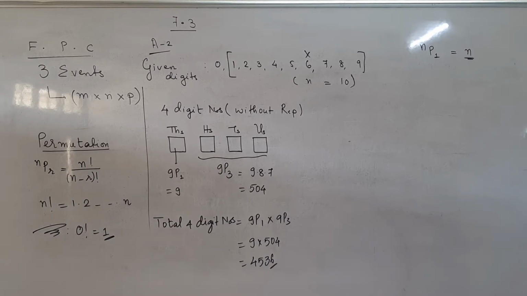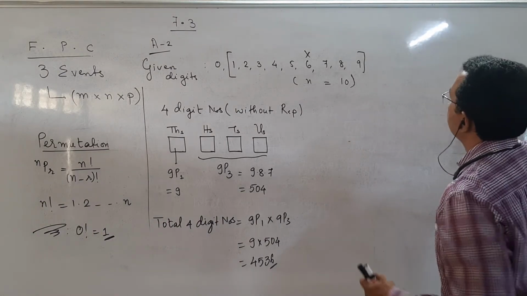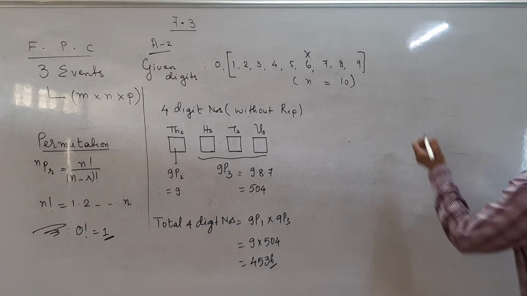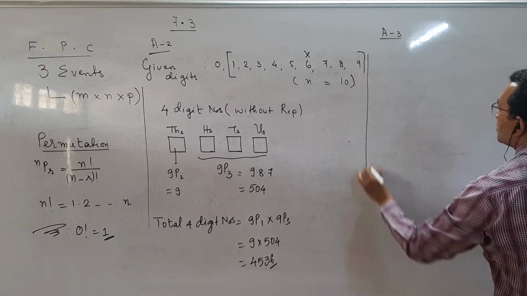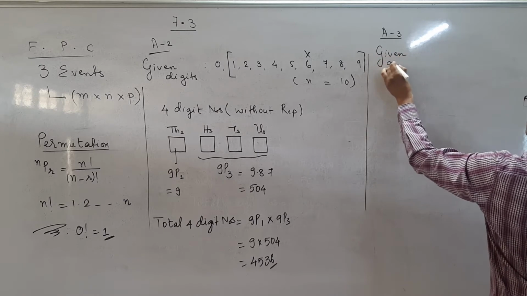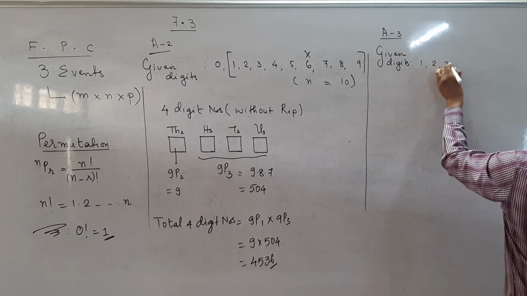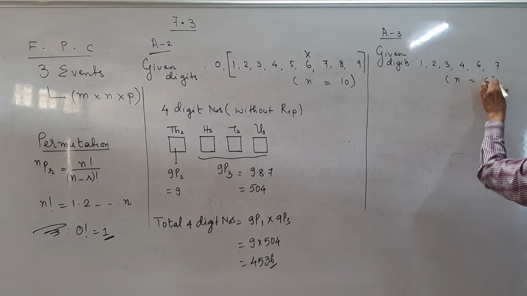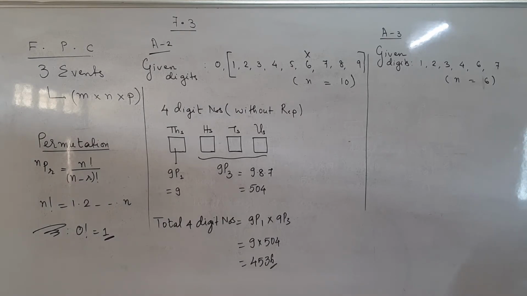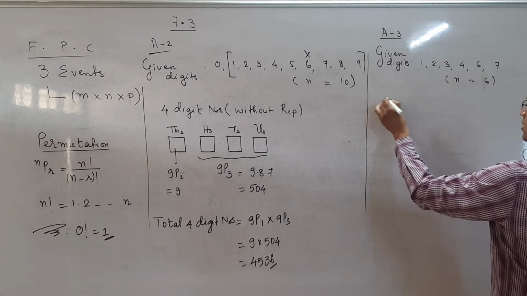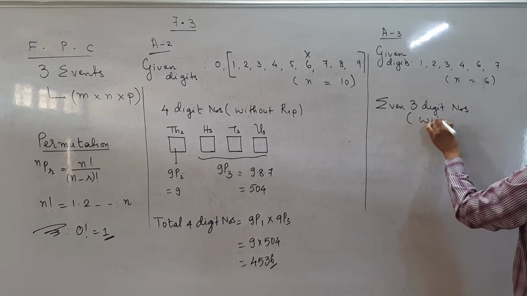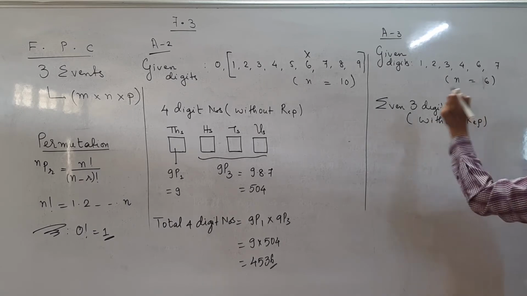Okay, next question, students, sum number 3, and it is a very important sum. Given are digits 1, 2, 3, 4, 6, 7, then how many 3-digit numbers will be formed which are even? Okay, answer 3. Given digits 1, 2, 3, 4, 6 and 7. So n is equal to 6. How many even 3-digit numbers, conditional sums? Even 3-digit numbers, and of course without repetition of digits.